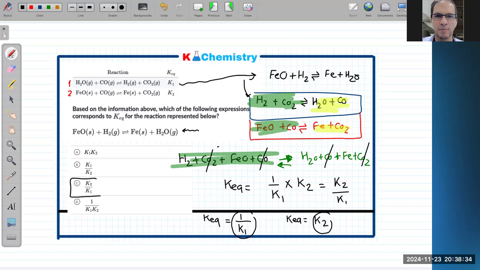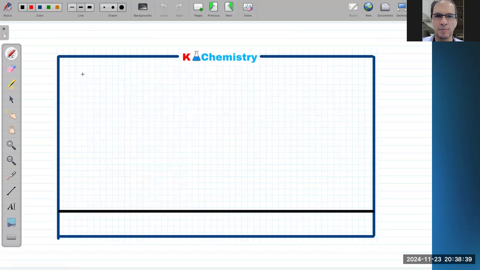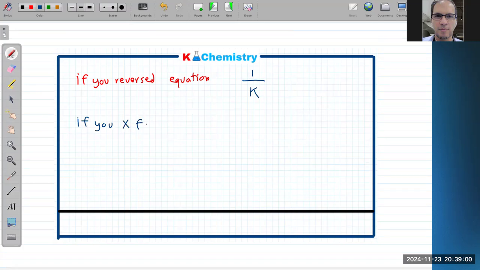Okay, so whenever you manipulate any equations, these are the rules. If you reverse the equation, what happens to the K? You will find the reciprocal of the K. So we will make 1 over the K. If you did not do anything, it will not be changed. If you multiply it by a factor, then you will put K to the power of this factor. If you multiply it by 2, you will put K to the power of 2. If you multiply it by half, K to the power of half. Let's see one more.